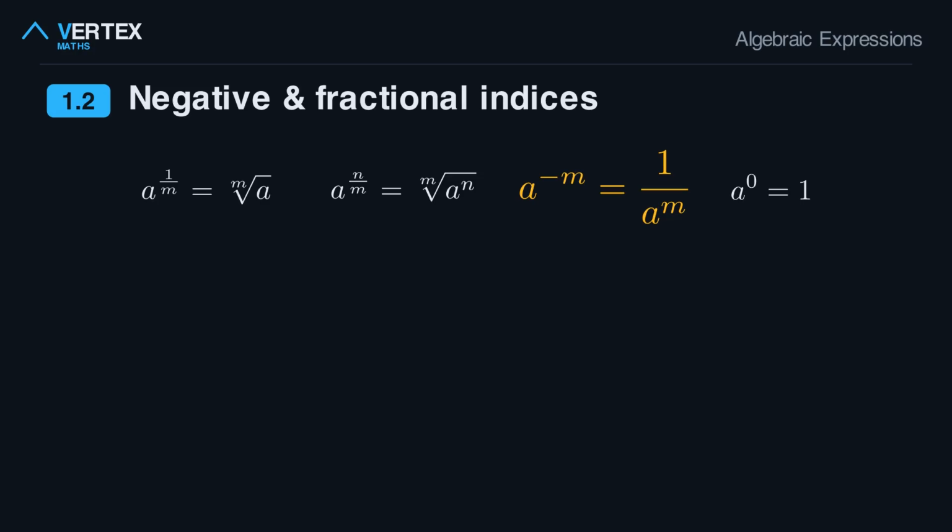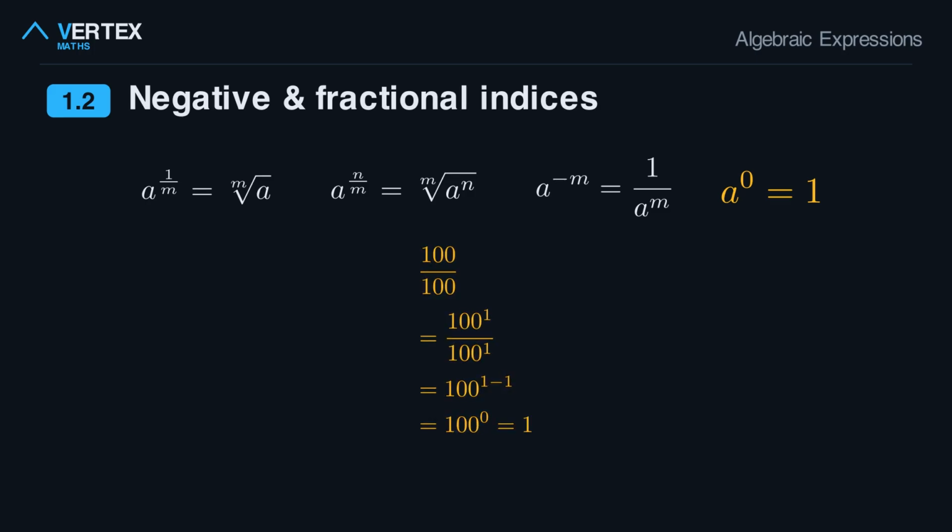A negative index means 1 divided by the positive version. It does not make the expression negative, it instead flips it into a fraction. And anything to the power of 0 just equals 1. Even an expression like 100 to the power of 0 is still just 1. This follows from law 2, as if we divide any term by itself, you subtract equal indices, leaving 0 on the index, which must equal 1 by definition.